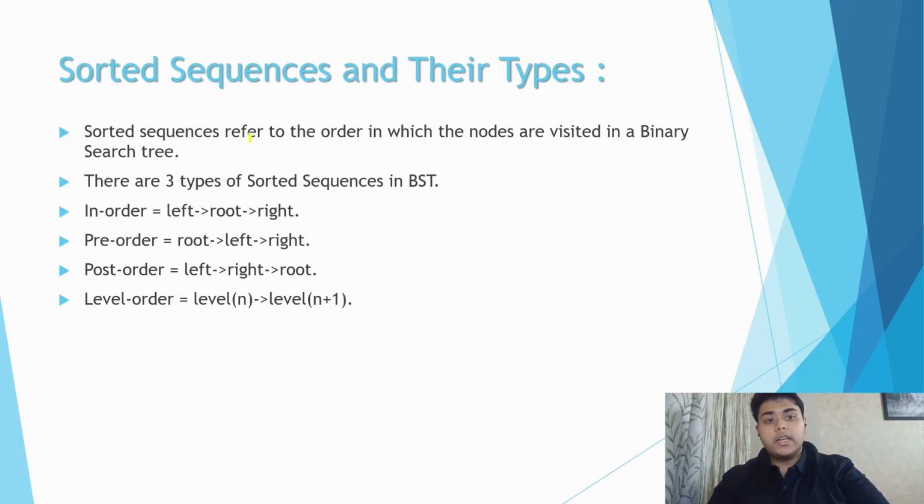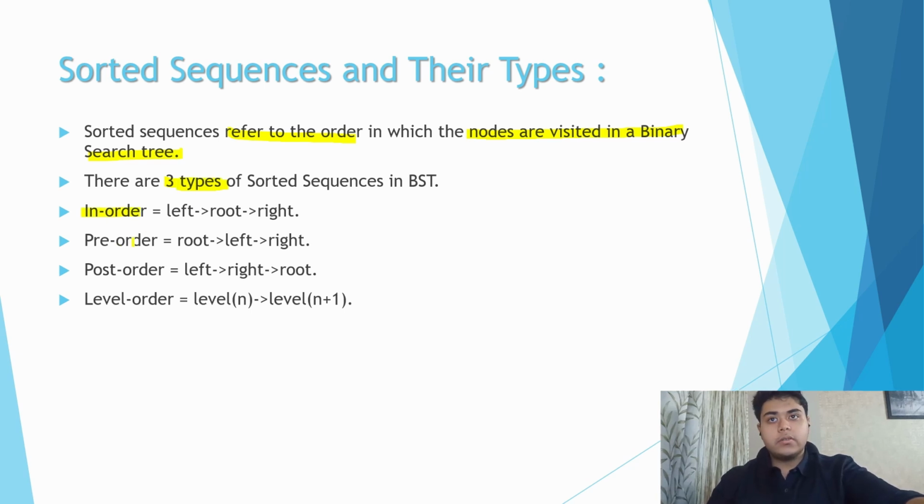So what is a sorted sequence? A sorted sequence refers to the order in which the nodes are visited in a binary search tree. There are generally three types of sorted sequences. First is the in-order sequence, then the pre-order sequence, then the post-order sequence. There is an additional sequence, the level order sorted sequence, but in this video we're just going to talk about in-order, pre-order, and post-order sorted sequences.